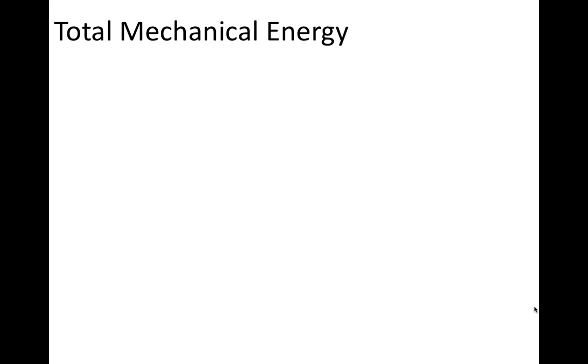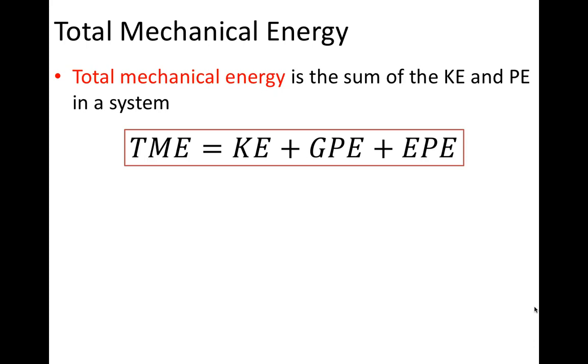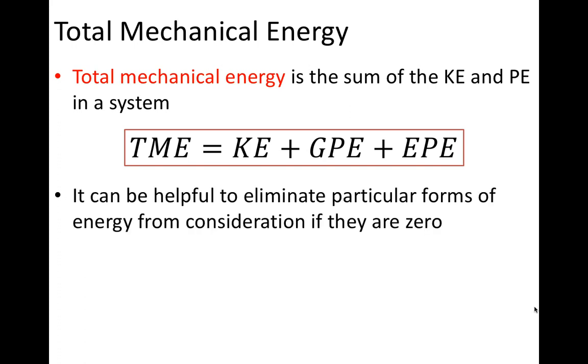Next, we're going to define the total mechanical energy in a system. The total mechanical energy is just the sum, adding up the kinetic energy, gravitational potential energy, and elastic potential energy. When you sum those up and total them, you get what we are going to call the TME, or total mechanical energy in the system.